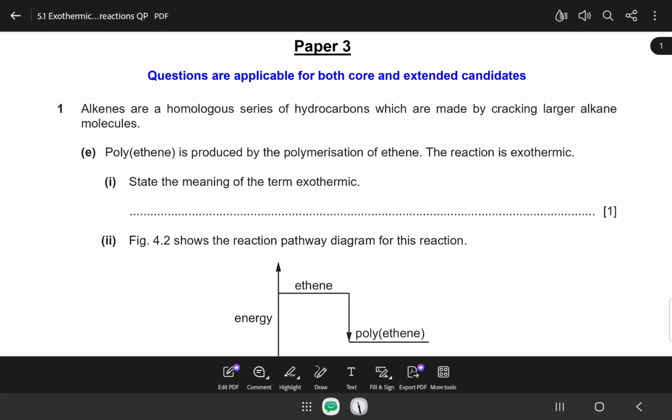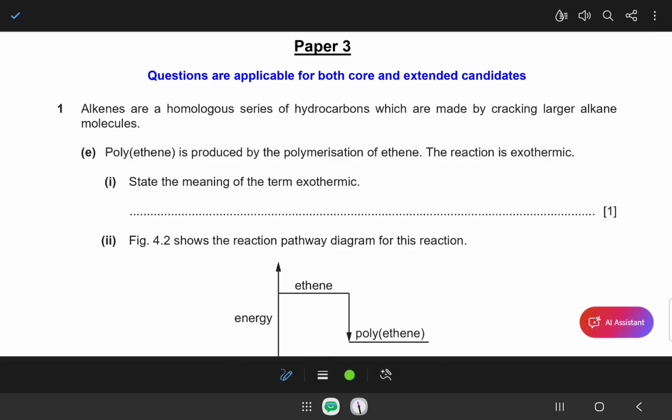So question 1. Alkanes are a homogeneous series of hydrocarbons which are made by cracking larger alkane molecules. Polyethene is produced by polymerisation of ethene. The reaction is exothermic. State the meaning of exothermic.